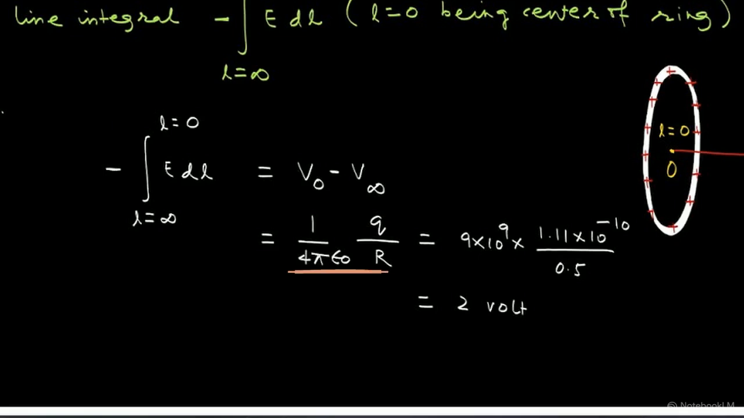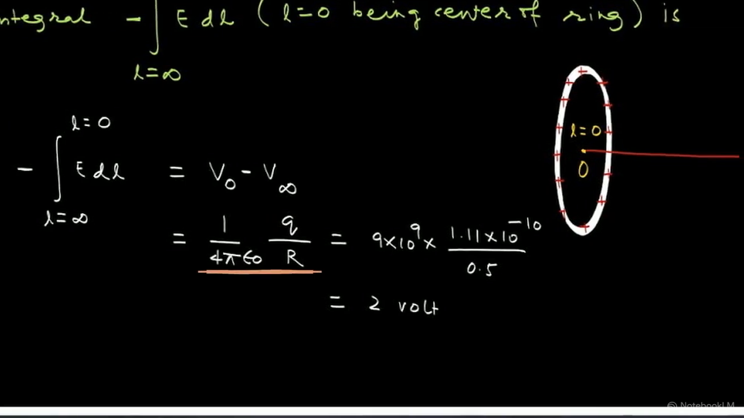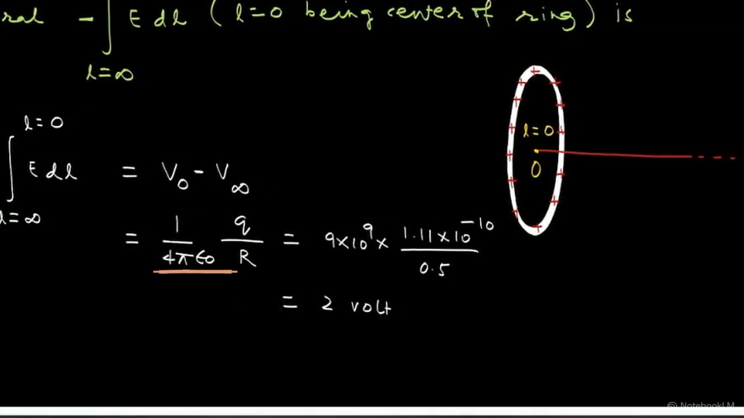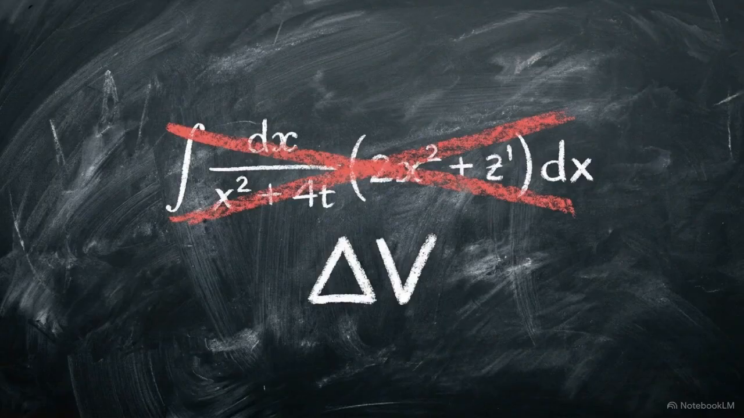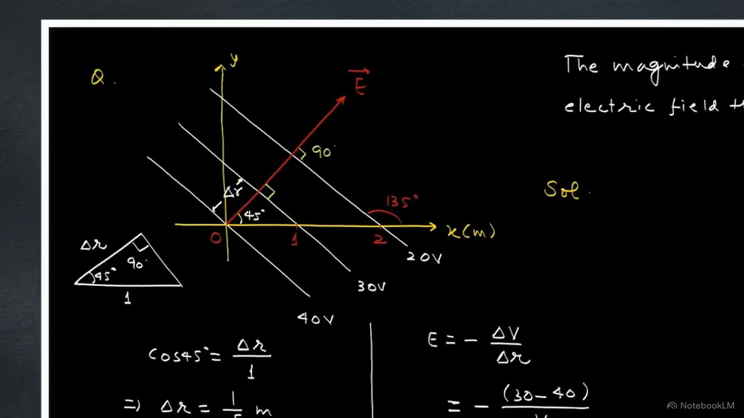We just use the standard scalar formula for the potential of a ring at its center, subtract the potential at infinity, which is 0, and solve the problem with basic algebra in a single, simple step. Recognizing that this specific integral is a mathematical representation of potential difference allows us to bypass the complex calculus entirely. We can apply all of these rules visually without a single formula.